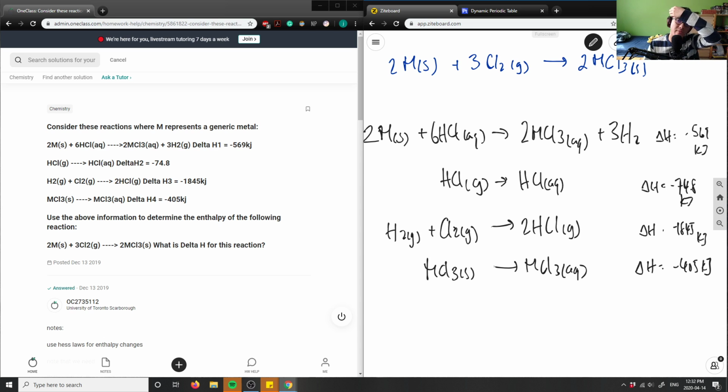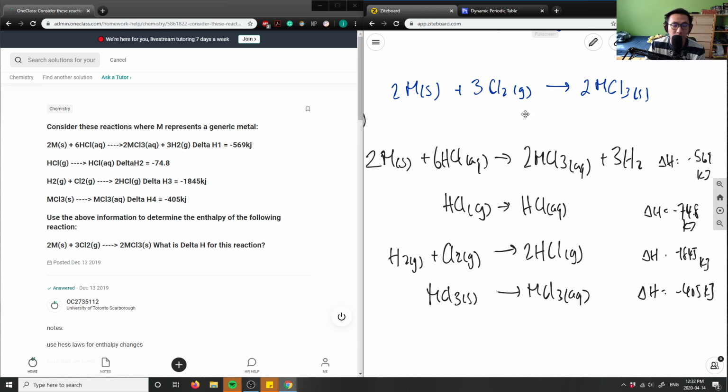Okay, so what we have to do in the Hess's law problem is make this target. The blue one here is our target formula, and it's comprised of these other chemical formulas. So I'll color coordinate this for you. Let's look at the first one here. I need 2Ms, right? So I have 2Ms here on our left side, which is good. They all have to be on the same side as well. So some sort of generic metal. So 2Ms, good.